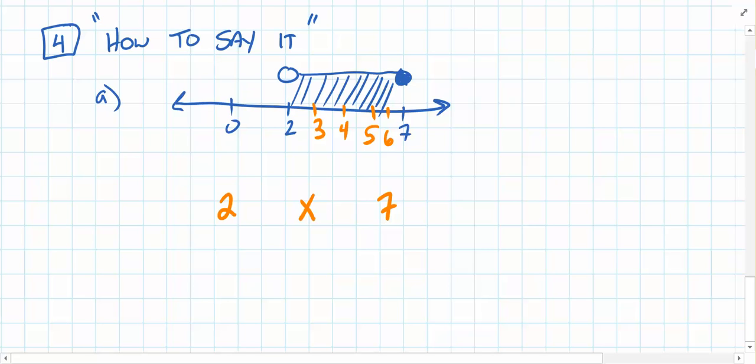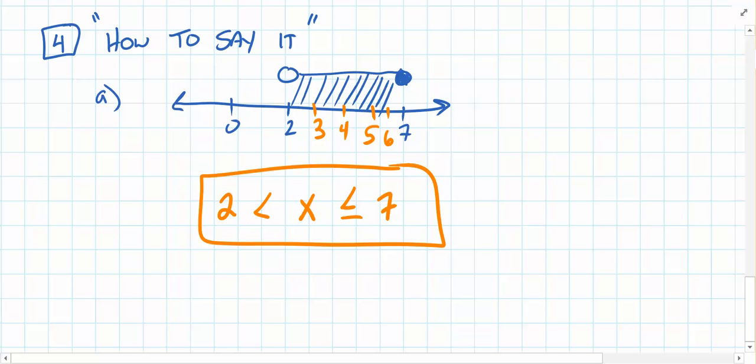Well, if that x wasn't there, 2 would be blank to 7. Would it be equal to 7? No. It would be less than 7, right? So 2 would be less than some number x that I am picking, and that number would be less than or equal to 7. This is how we would write what's called a compound inequality. This is how we would write the inequality for that picture right there. So we'd say, all numbers between 2 and 7. We would say 2 is less than x, x is less than or equal to 7.